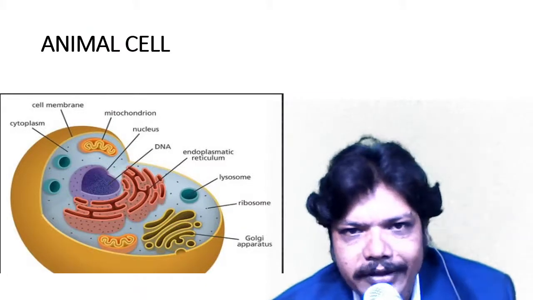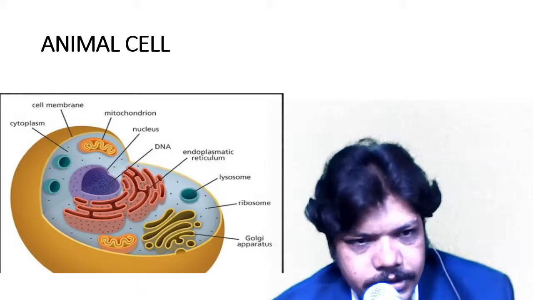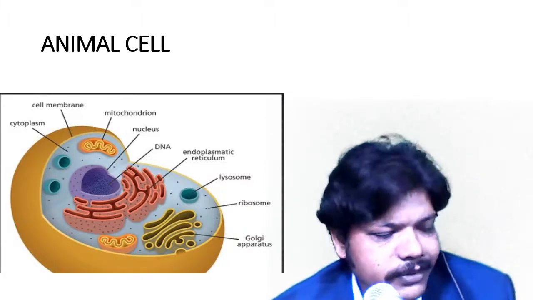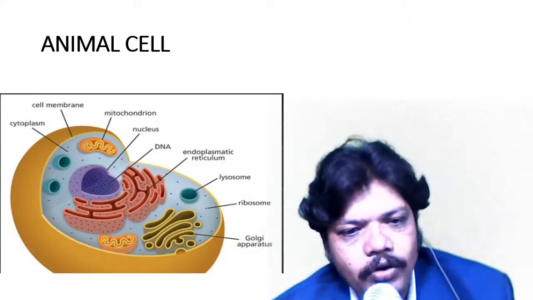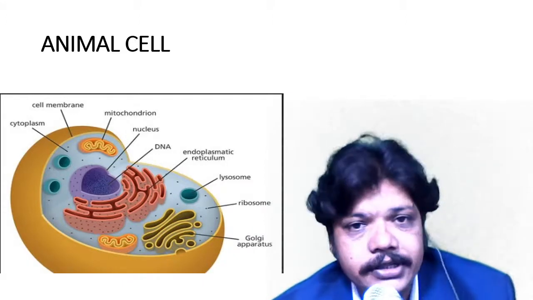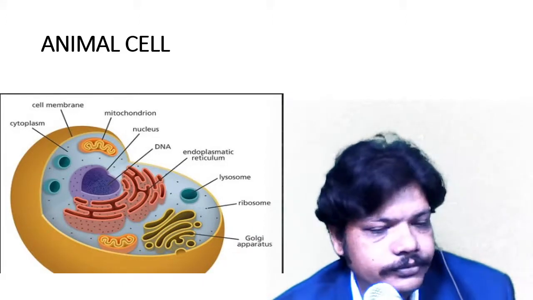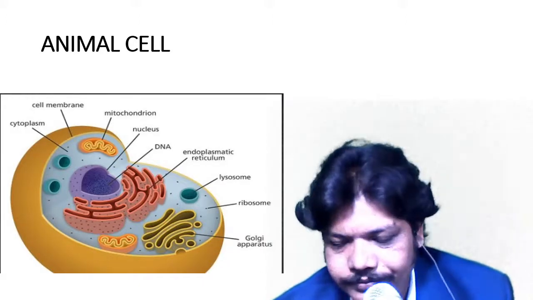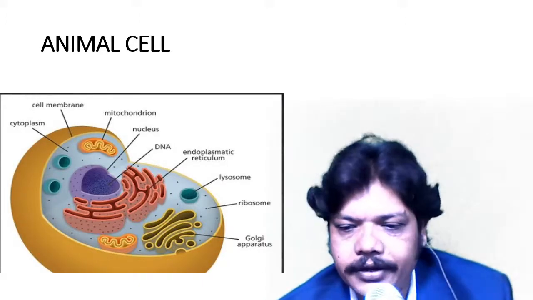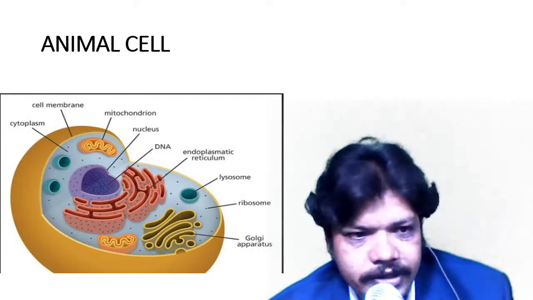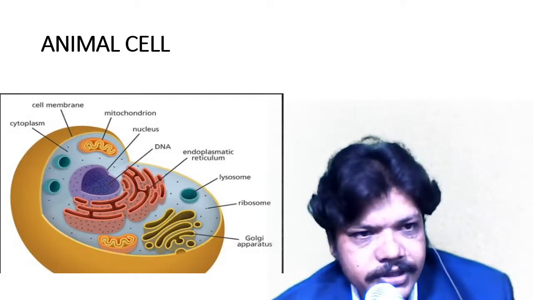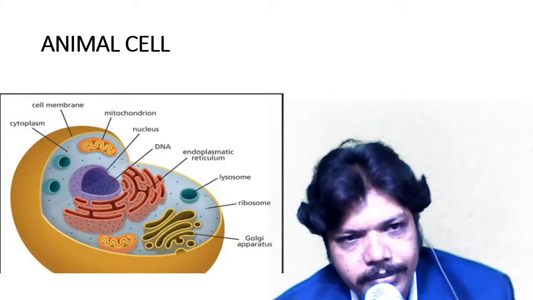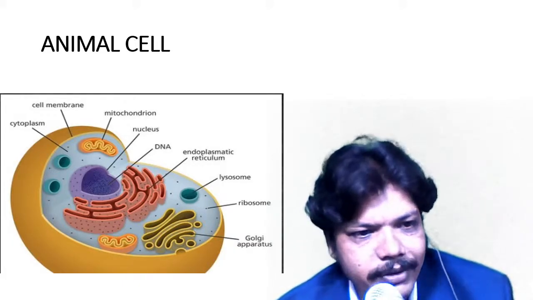This is the animal cell, and we are going to see which organelles are present in this particular animal cell. First is the cell membrane. I am talking about the animal cell. Every animal cell has a cell membrane.